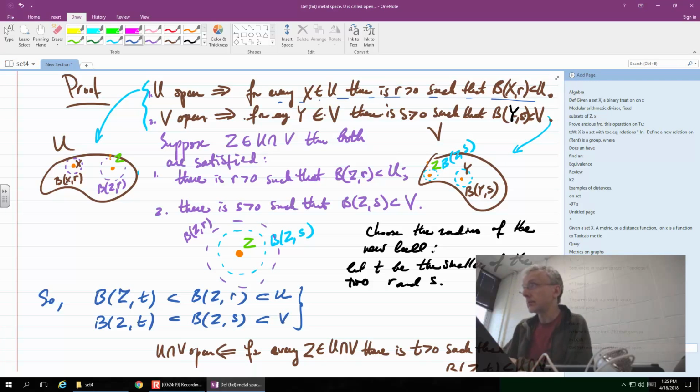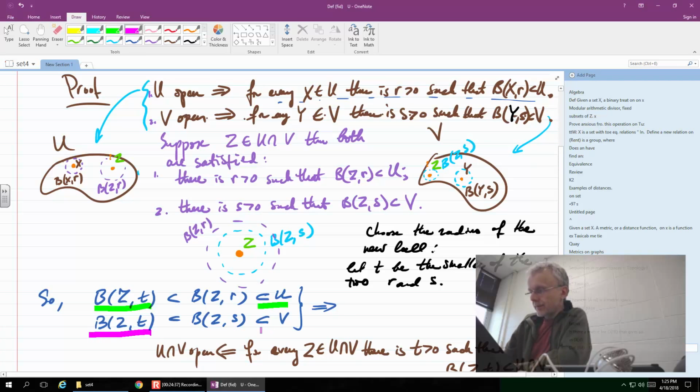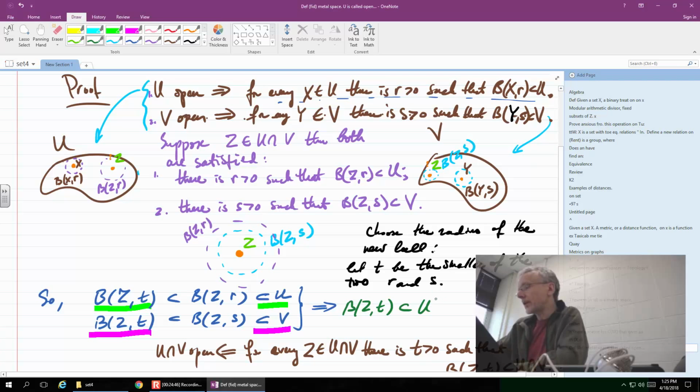Well, they intersect at least T amount, right? We don't care about R and S anymore. What can we say about B(Z, T)? What follows from these two statements? B(Z, T) is a subset of the intersection of U and V. That's right. So B(Z, T) is a subset of U and a subset of V, which means a subset of the intersection. What's the next step?